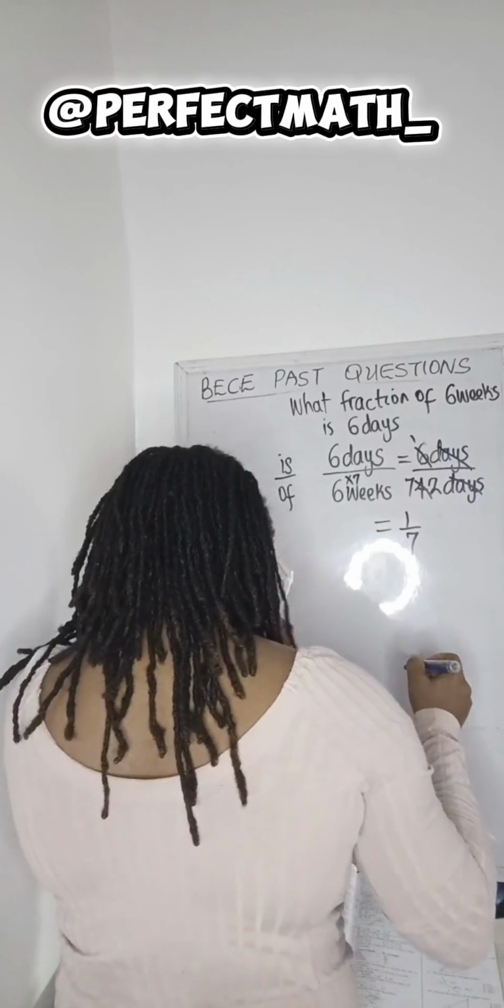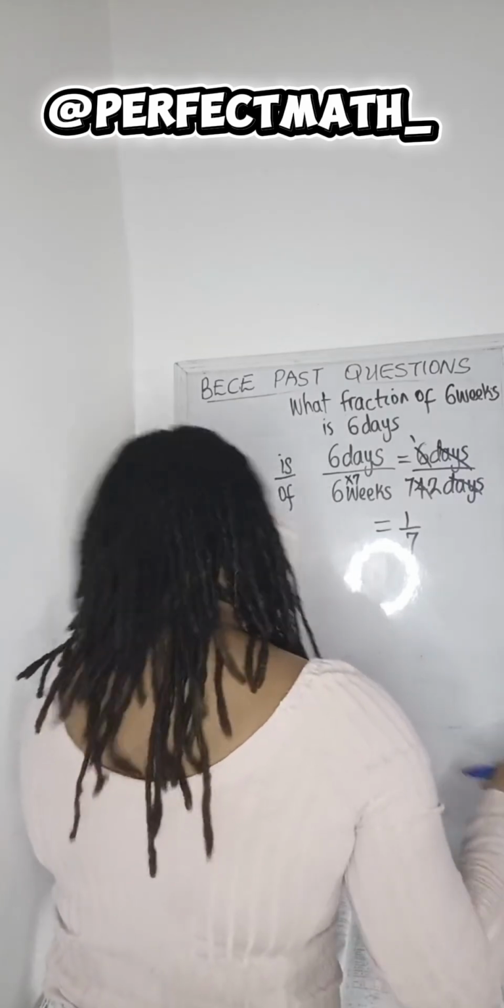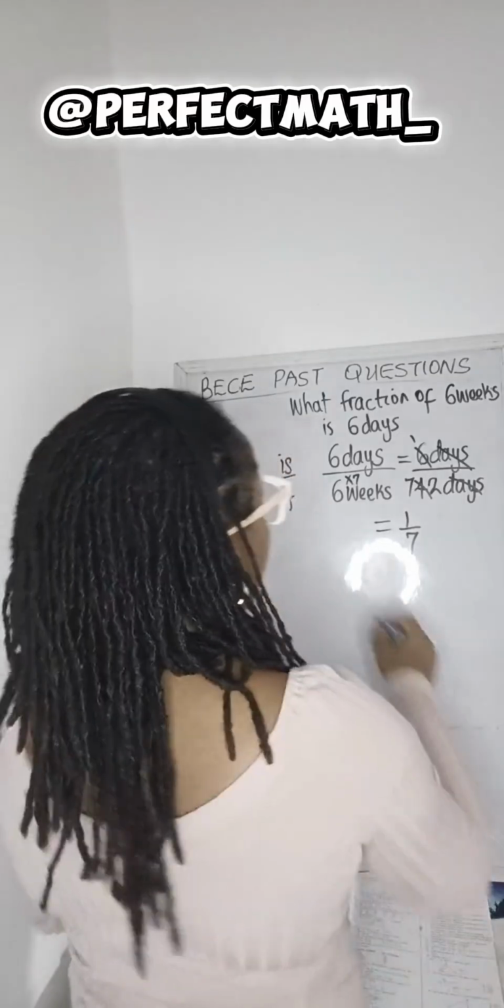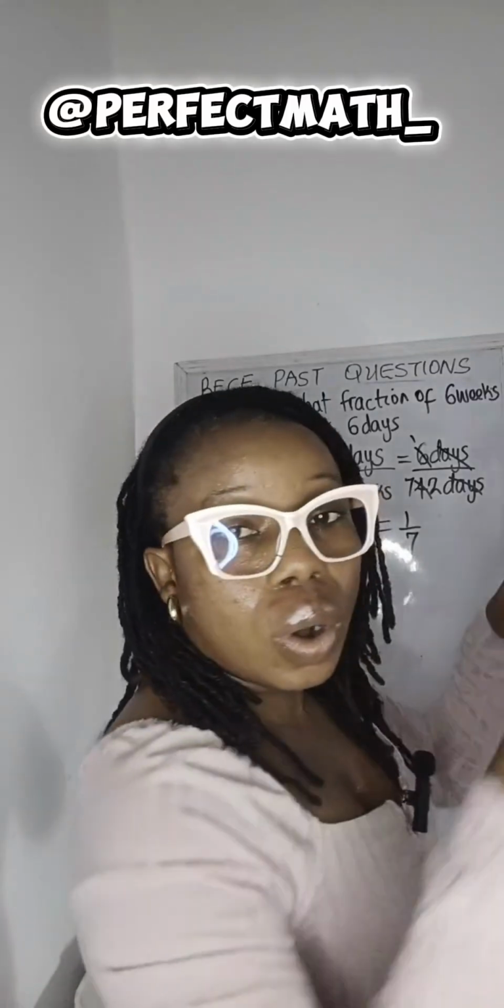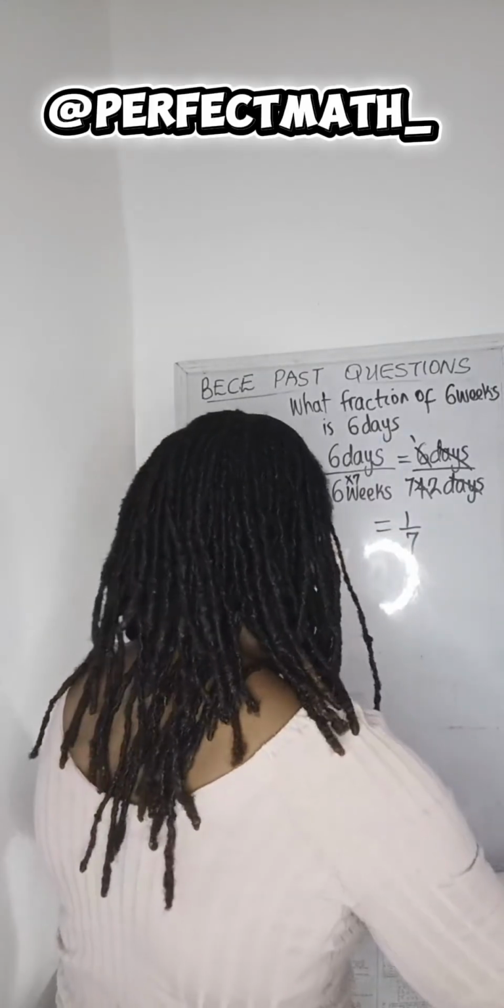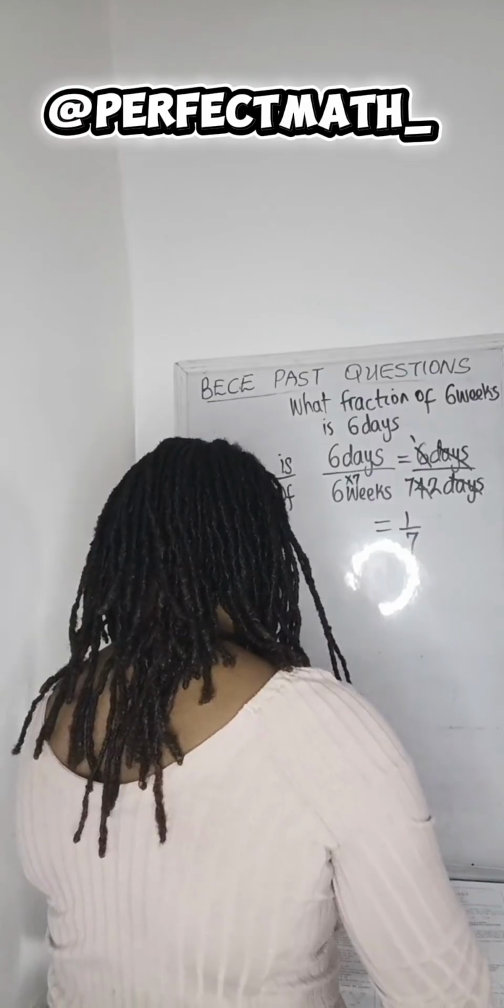Okay, so next we are told to find the perimeter of a triangle. The perimeter of a triangle is basically the addition of all sides. So if you are told to find the perimeter of a triangle, you just add up all of its sides. I don't want us to waste time solving that.